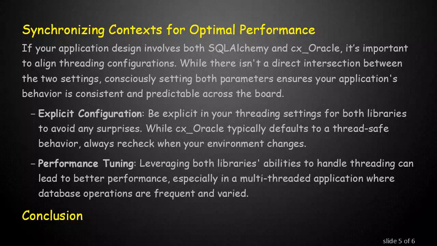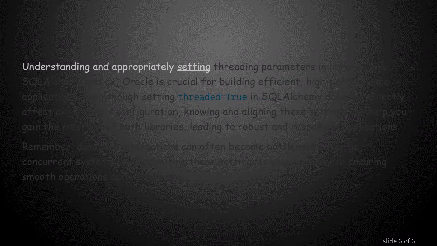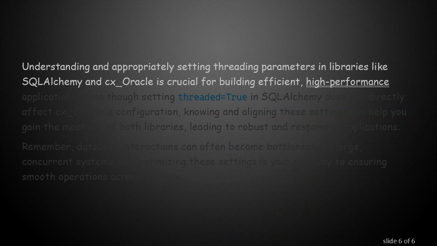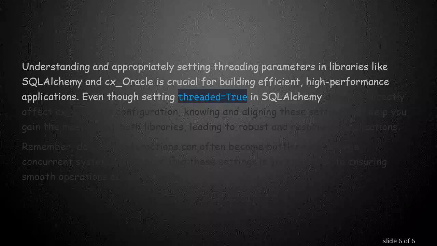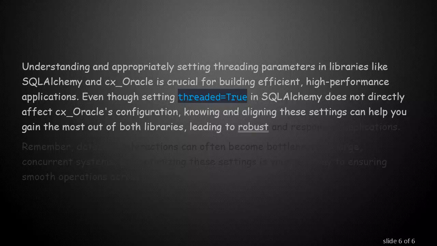Conclusion: understanding and appropriately setting threading parameters in libraries like SQLAlchemy and cx_Oracle is crucial for building efficient, high-performance applications. Even though setting threaded=True in SQLAlchemy does not directly affect cx_Oracle's configuration, knowing and aligning these settings can help you gain the most out of both libraries, leading to robust and responsive applications.